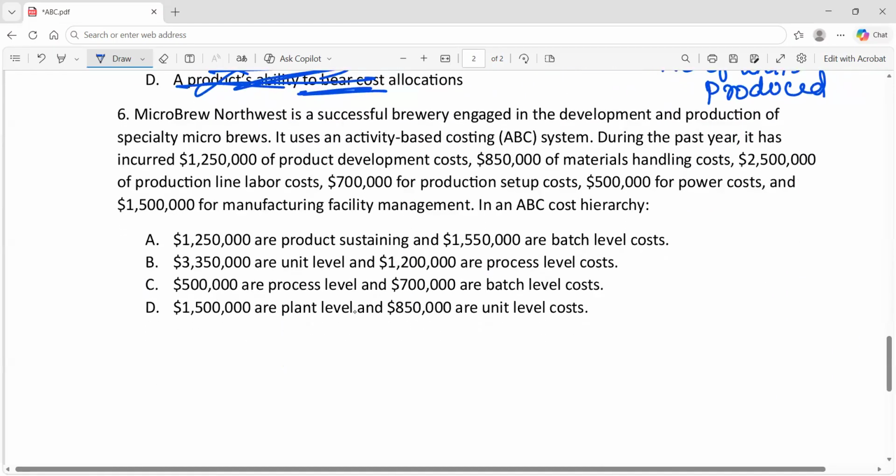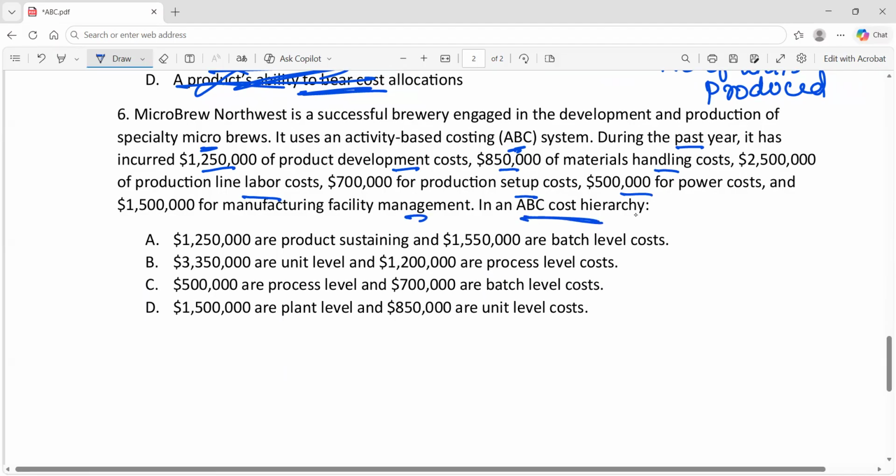Look at question number 6. Microbrew Northwest is a successful brewery engaged in the development and production of specialty microbrews. It uses an activity-based costing system. During the past year, it has incurred 12,50,000 of product development costs, 8,50,000 of material handling cost, 25 lakh of production line labor cost, 7 lakh for production setup cost, 5 lakh for power cost, and 15 lakh for manufacturing facility management.